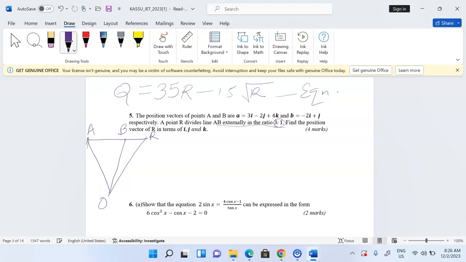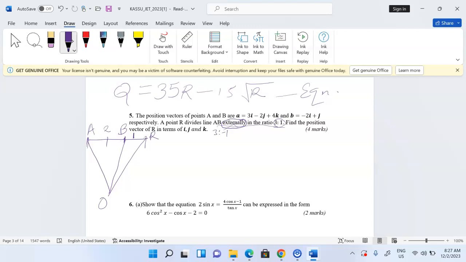That means if from here we have a 1, 2, 3 divisions. Then we have the 3 of them, then 1 division. So we will be having 1 division there and 2 divisions here. In other words, B divides AR in the ratio 2:1 internally, while R divides externally AB in the ratio 3:1. Another way of writing 3:1, the examiner could have omitted the word externally, but simply introduce the ratio 3:1. It would mean the same.